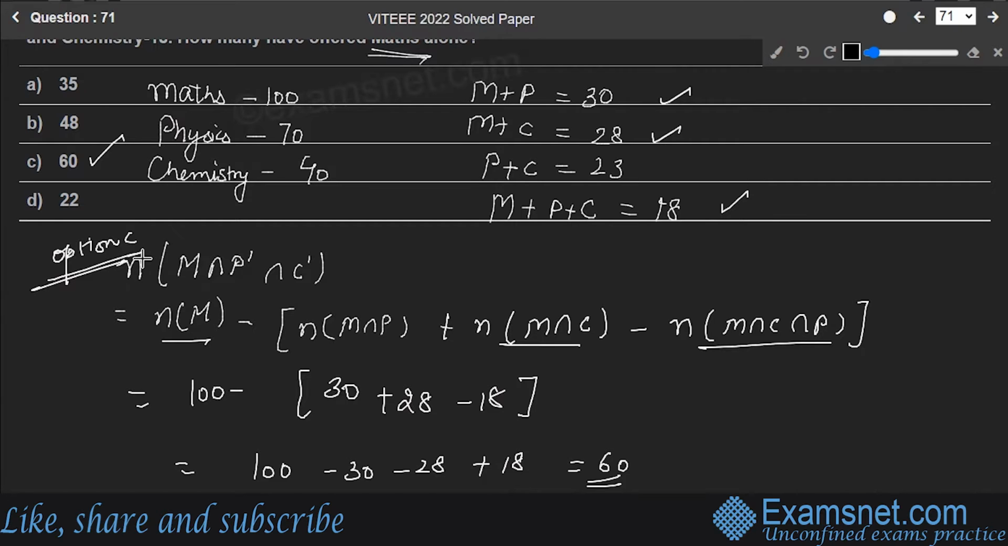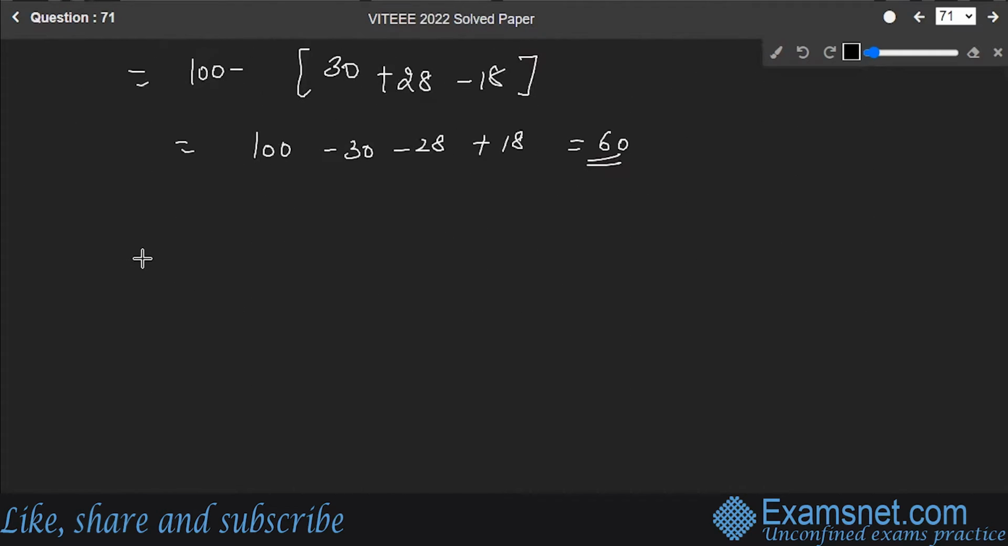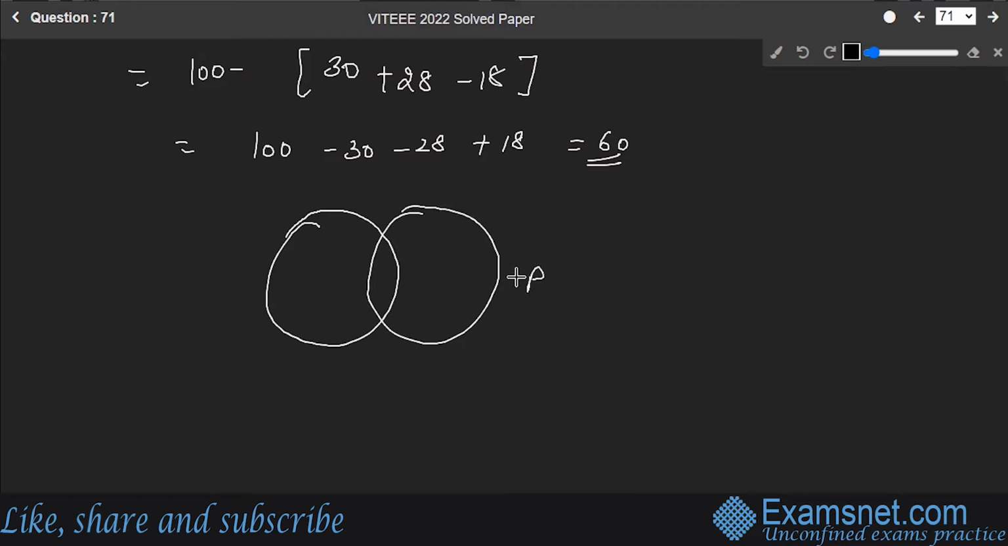Hope you understood this. There's one more way to understand the problem. Let's do that using the Venn diagram. If I make this entity for maths, this one for physics and this for chemistry. So this is 18. 18 represents the number of students who have opted for all three. 30 is the number of students who have opted for maths and physics. 28 have opted for maths and chemistry, and 23 have opted for physics and chemistry. The number of students who have opted for maths is 100, 70 is for physics, and for chemistry it is 40.